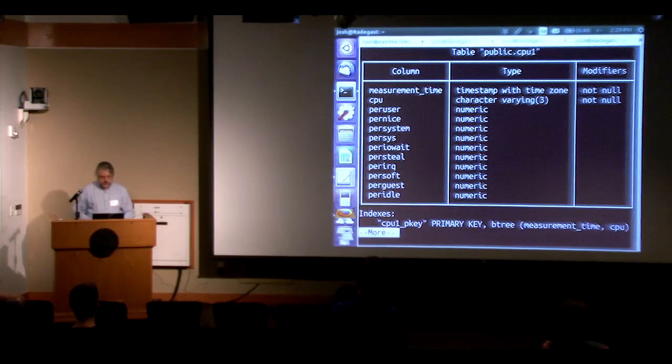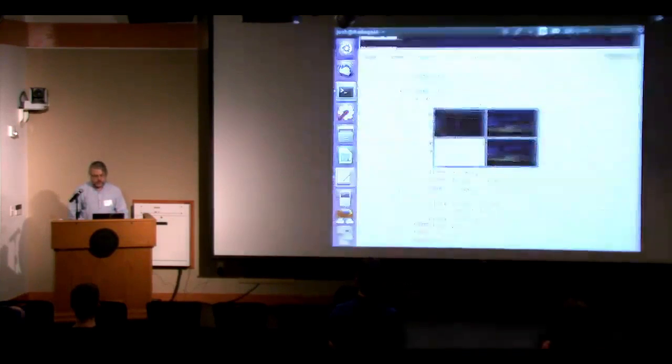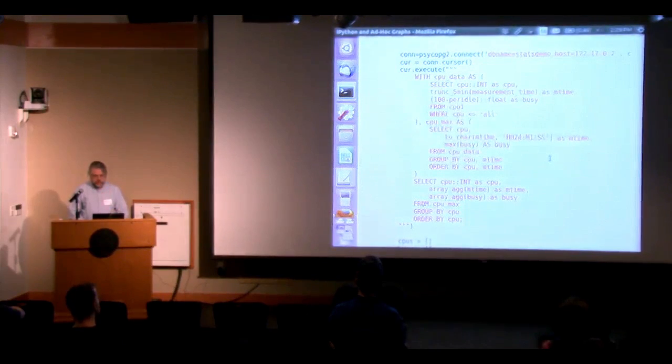So once again, we're looking at that CPU data chart. We've got the CPU and all the different metrics that you get out of mpstat on a Linux system in terms of user, system, steal, etc. Right now we just care about busy versus not busy, so we're going to pull that out.